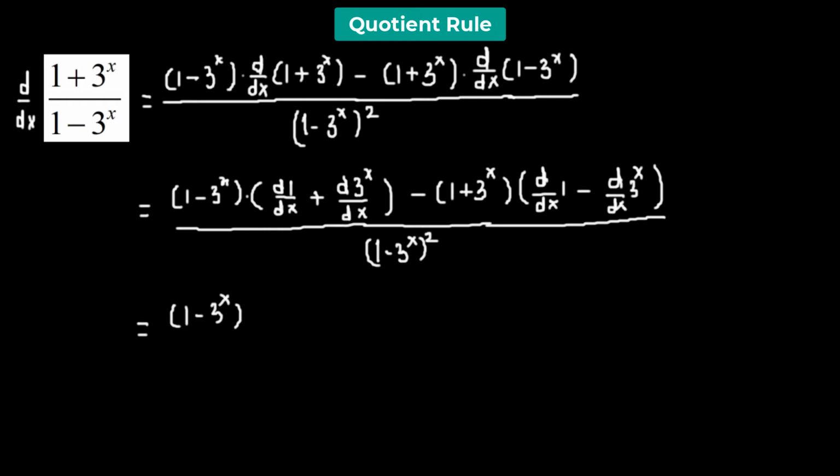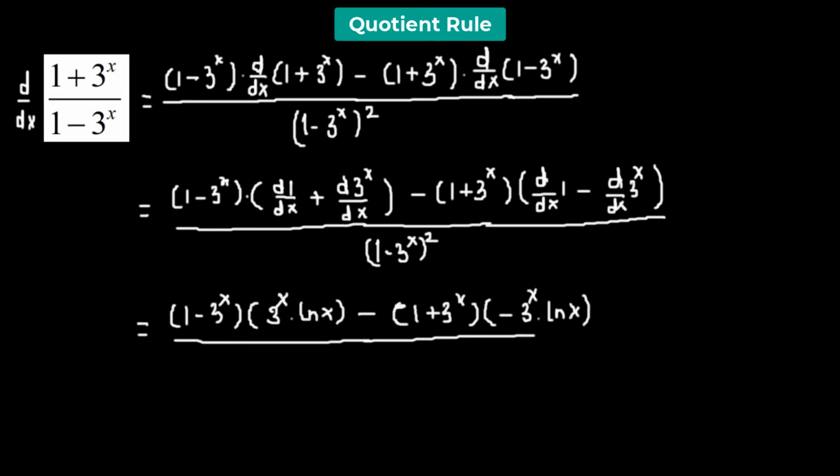which will be equal to 1 minus 3 raised to the power of x. So derivative of 1 with respect to x is 0. Then derivative of 3 raised to the power of x with respect to x is 3 raised to the power of x times natural log of 3, minus 1 plus 3 raised to the power of x multiplied to we have 0 minus 3 raised to the power of x times natural log of 3, whole divided by 1 minus 3 raised to the power of x whole square.